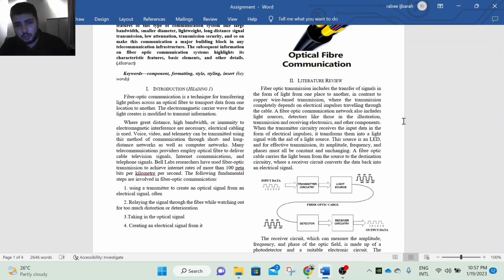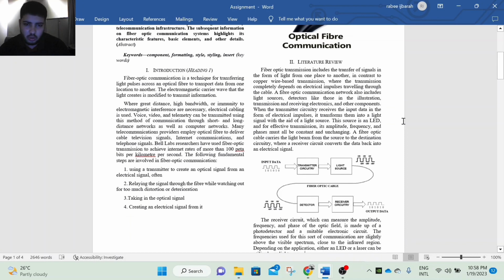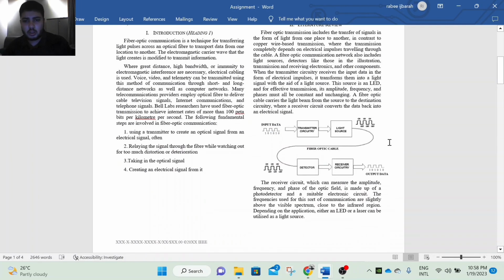A fiber optic cable carries the light beam from the source to the destination circuitry, where a receiver circuit converts the data back into an electrical signal, which is shown in the figure. The receiver circuit, which can measure the amplitude, frequency, and phase of the optical field, is made up of a photodetector and a suitable electronic circuit.